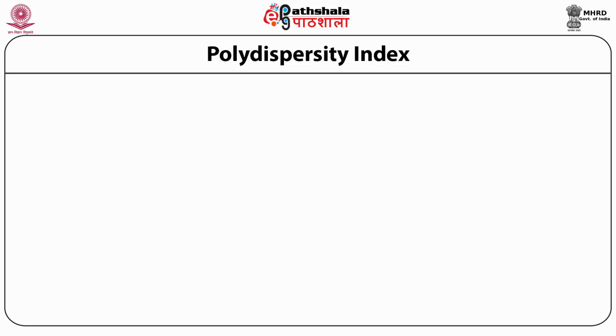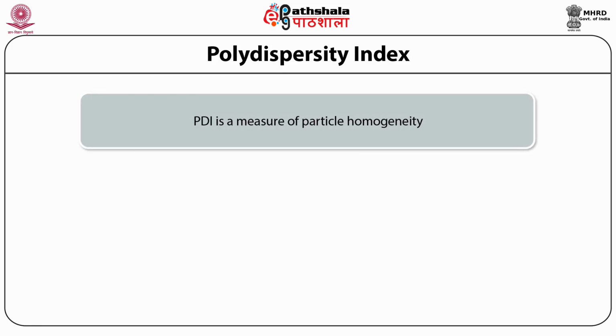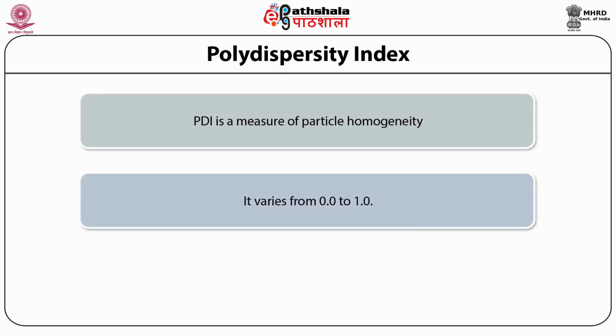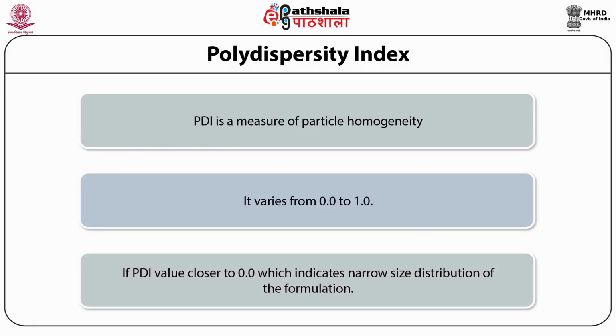Polydispersity index, if we analyze, is a measure of particle homogeneity, and it varies from a value of 0 to 1. We can say a value closer to 1 indicates a narrow size distribution of the formulation, and we always wish that our microemulsion should give a PDI near to 1.